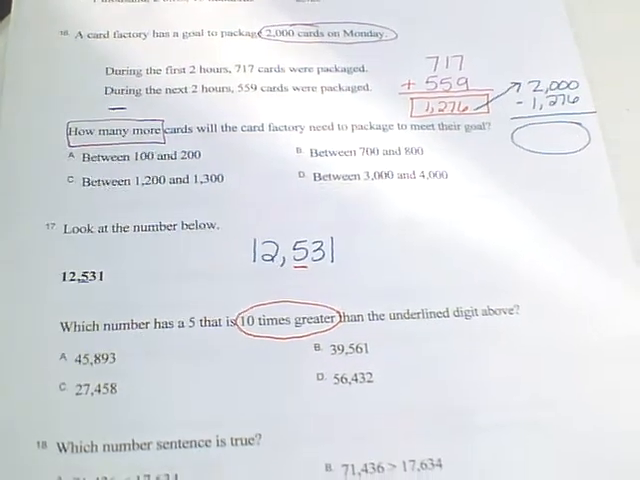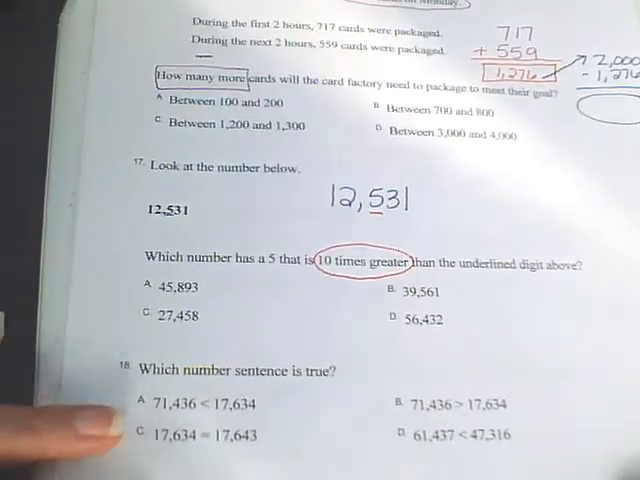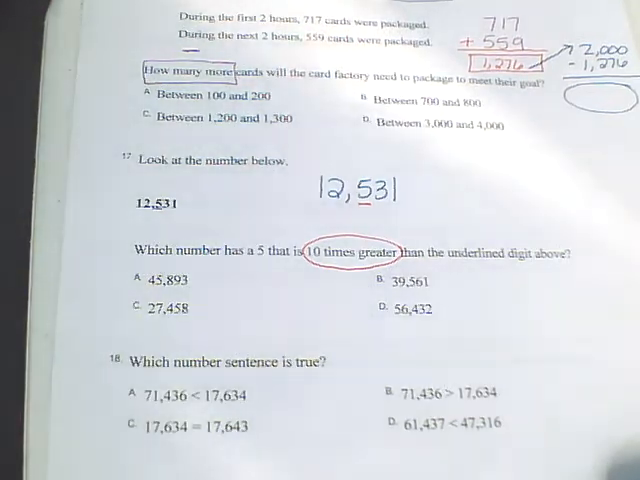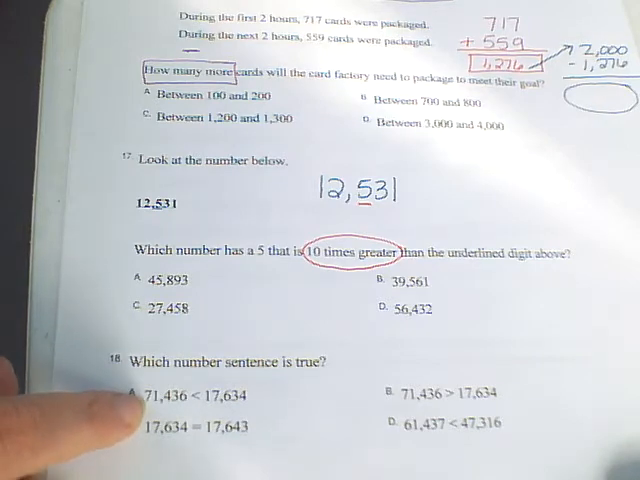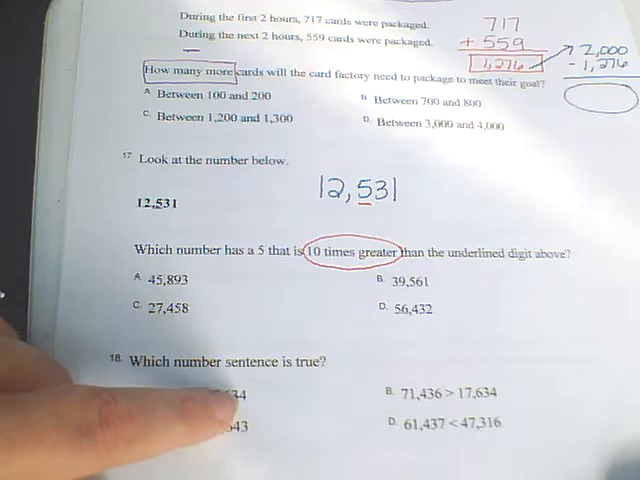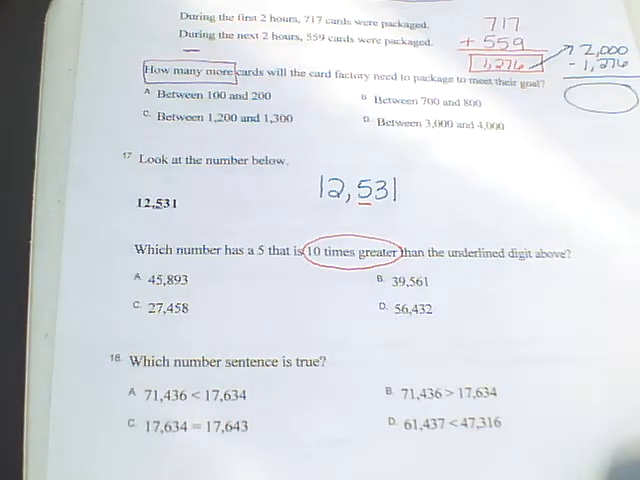Question 18. Which number sentence is true? So this is where you're going to have to line your place values up. 71,436 is less than 17,634. Well, if you line them up, you'll be able to spot the difference and tell.